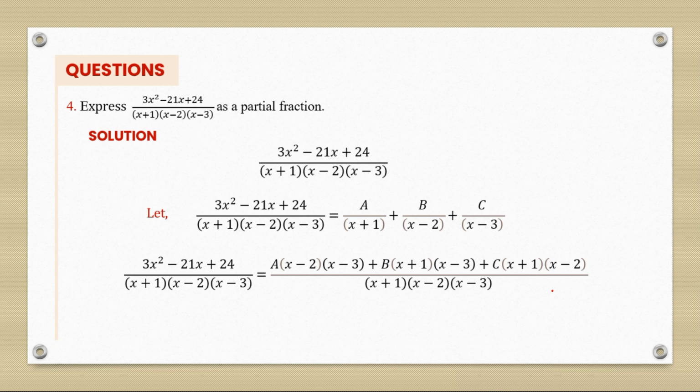Now you can already see that the denominator values cancel, and this is what we are left with as our general equation. Now we can ask ourselves, what values can we insert to find the different values? I can already clearly see that if I want to find the value of a, all I have to do is let the value of x be equal to negative 1.